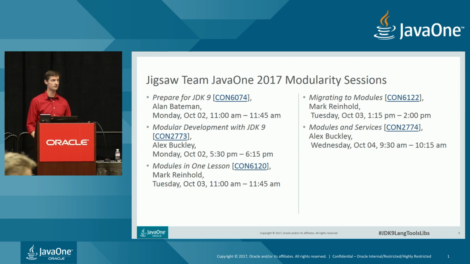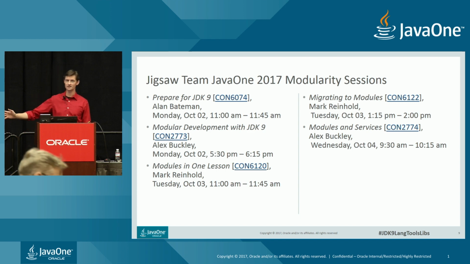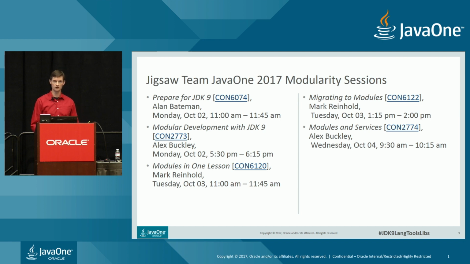For that reason, the Jigsaw team has 5 45-minute sessions here at JavaOne. Some of these have already occurred. They may be being given again later in the conference, so you can check the scheduling app for that. And a few other sessions are later this afternoon or later in the conference.